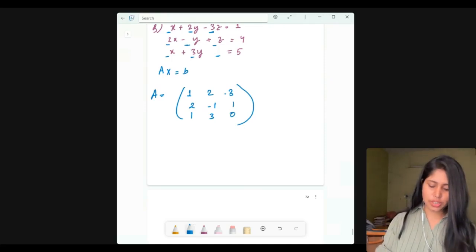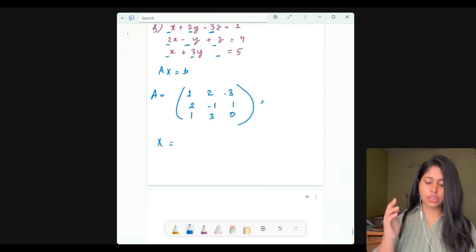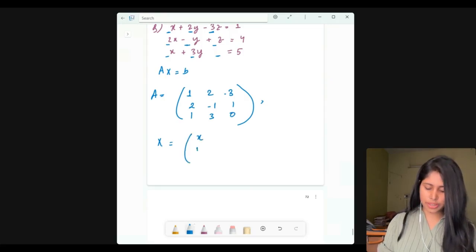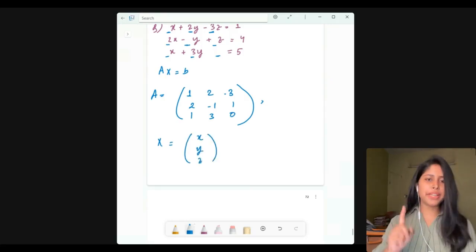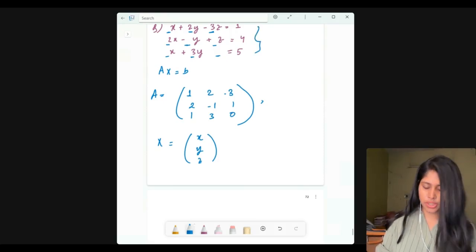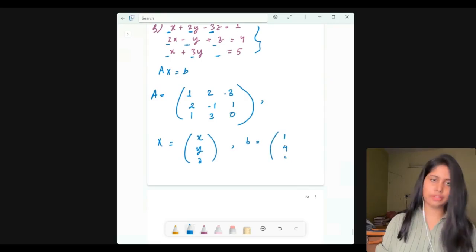Okay, so next, what is X? X is here our unknowns, sorry. What are the unknowns here? It is x, y, and z, right? So let me write it: x, y, and z. And what is our b here? B is our constants, the right hand side part. Let me write b equals 1, 4, and 5.